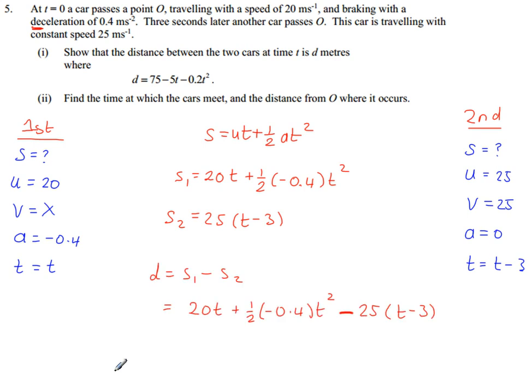So the distance between the two cars, if we do S1 minus S2 and just substitute in from here and then expand brackets, collect like terms, we get this. So we have the formula that we were trying to show.